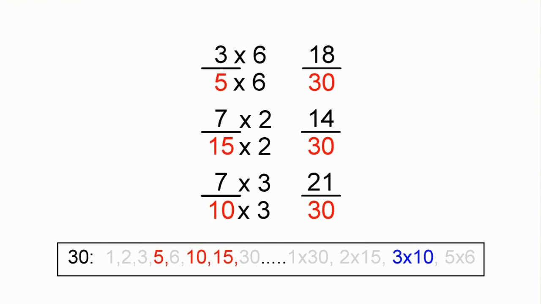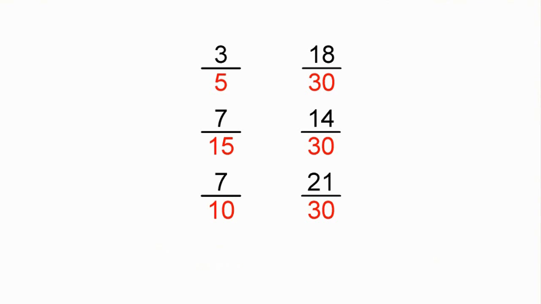The fraction with the largest numerator is the third fraction with 21. That means that the original fraction, 7/10 is the largest, 7/15 is the smallest, and 3/5 is between the two. That's correct. Now let me ask you one more question before we move on.